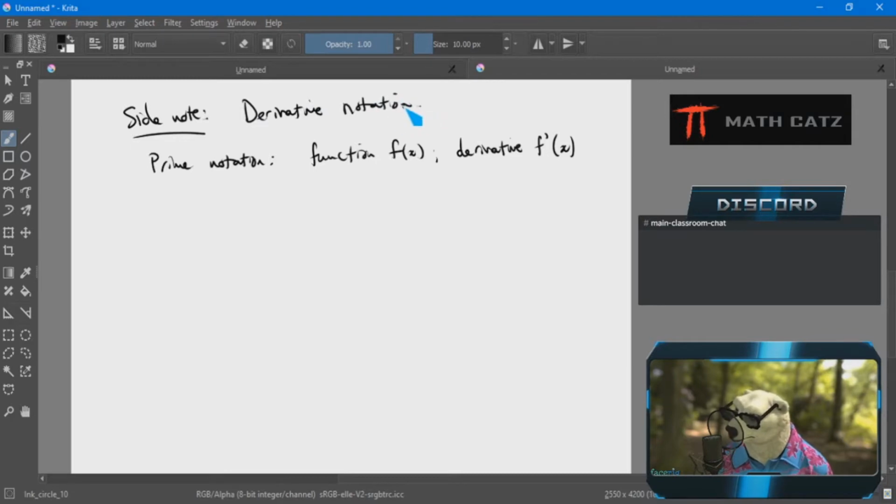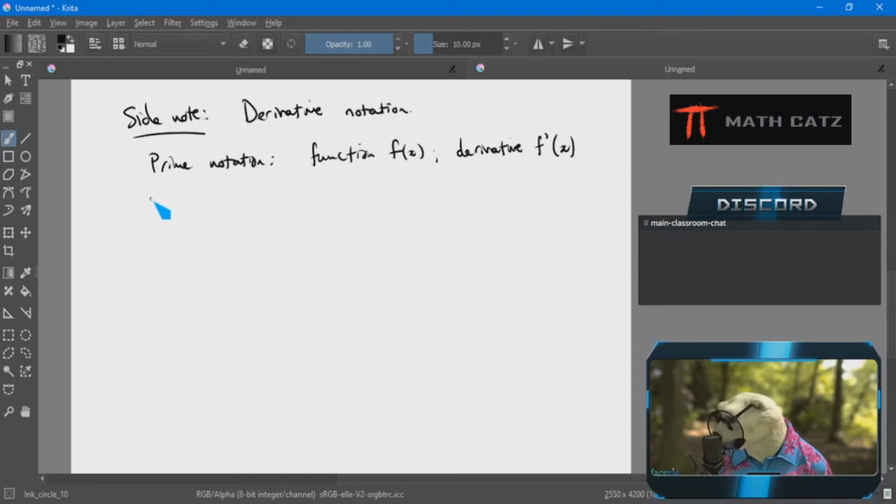Ooh, my writing is not good today. Ooh, terrible. Let's try that again. Notation. How do I refer to the derivative? One way, if I have a function name, I can use the prime notation. Great.